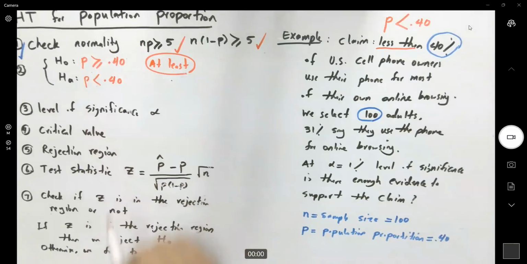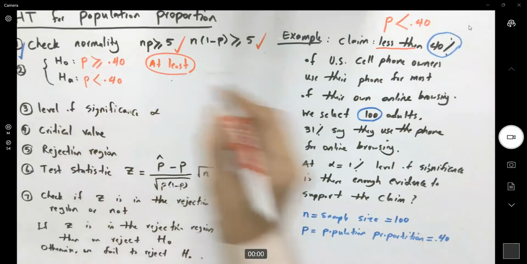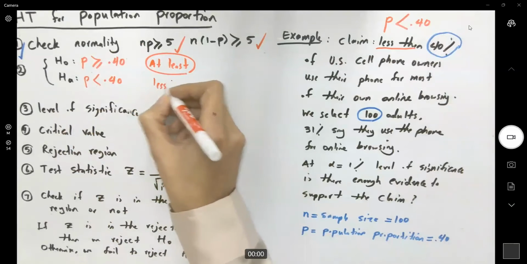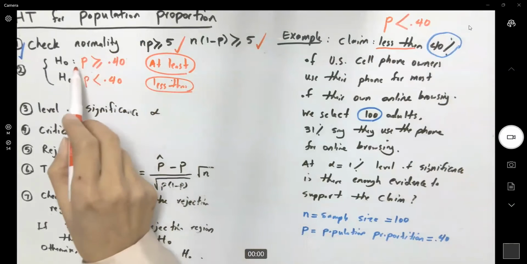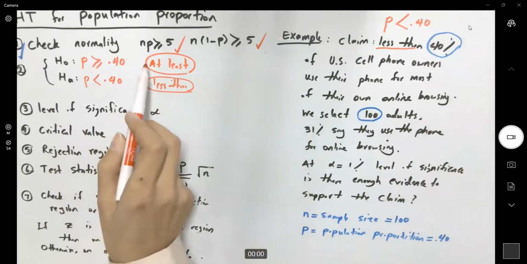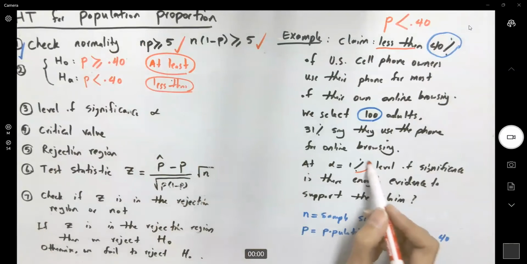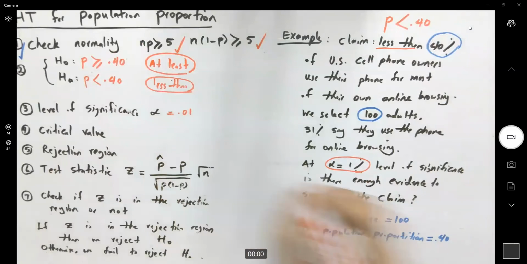At least 40%. So the alternative hypothesis is given in the question. It says less than, and P larger than or equal to, which is at least 40%. What is the level of significance? Well, the level of significance is given to us as 1%. 0.01. Very good.